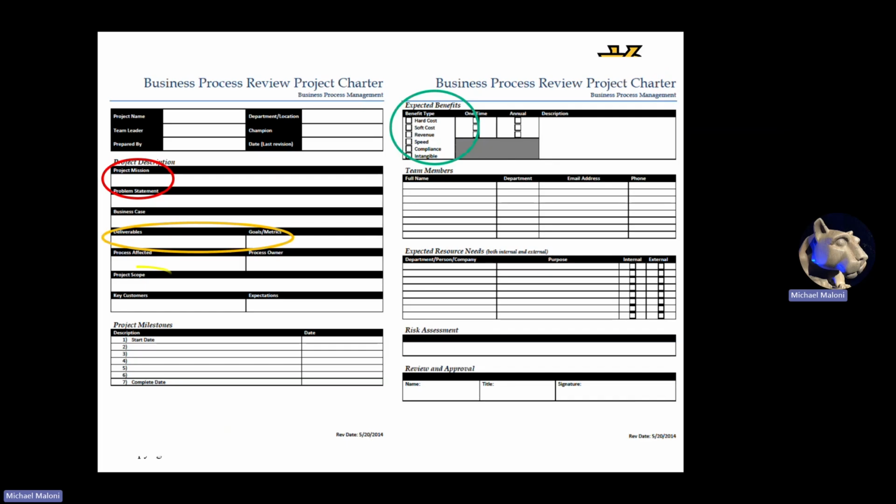And then scope details what is and what is not covered in the project. Team members establish who will participate and what their roles will be. And then expected resource needs set expectations for money, time, data, technology, and so forth. Ideally, the organizational and project leadership formally approve the charter. So when push comes to shove, such as when the project bogs down, we can revert to the charter to ensure the team keeps contributing and resources are provided.